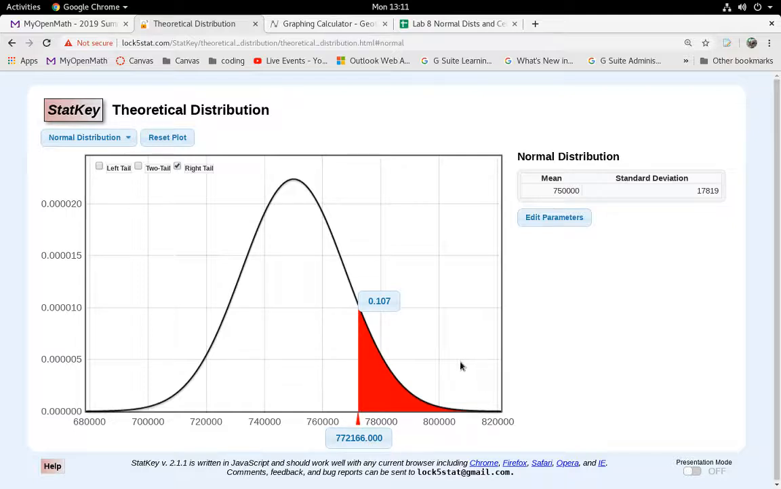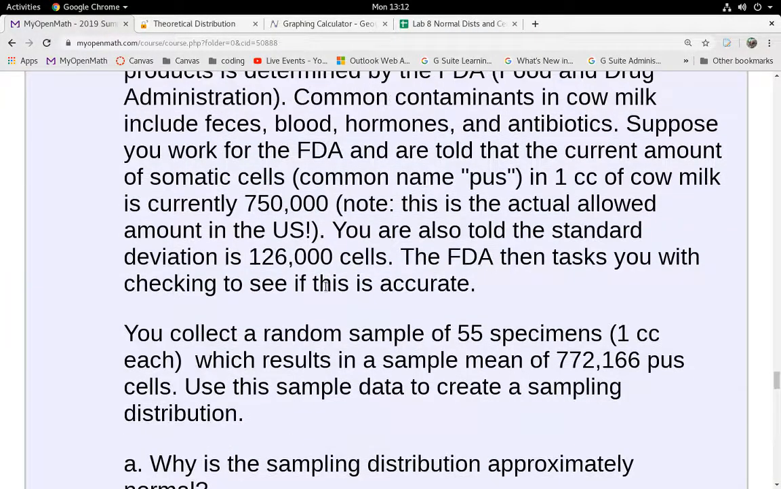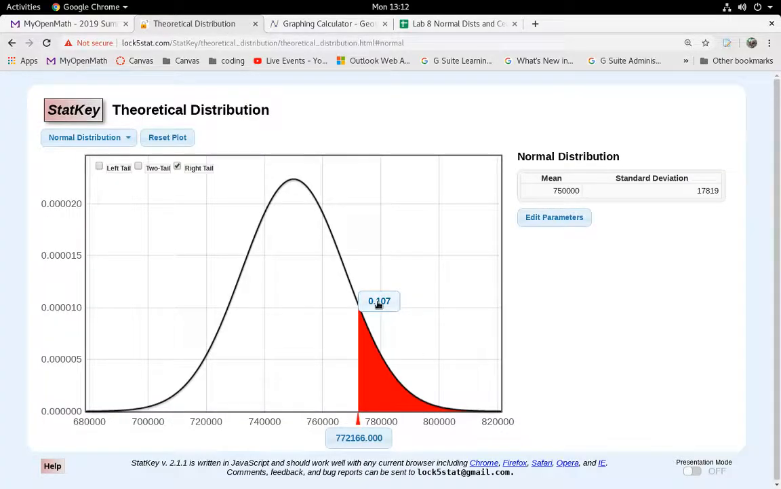Okay, 10%. Now, what's our usual cutoff for unusual events? Well, usually we say 5%. So this is 10%. That's not that unusual. I mean, it's not a high probability, but it's not that unusual. So the question is, does this sample support the FDA's claim? What's the FDA's claim? The FDA claims that the average should be 750,000 and the spread should be 126,000. Does our sample defy that by being way unusual? Answer is no, because 10% is high enough. In other words, this mean is close enough to the mean of 750,000.